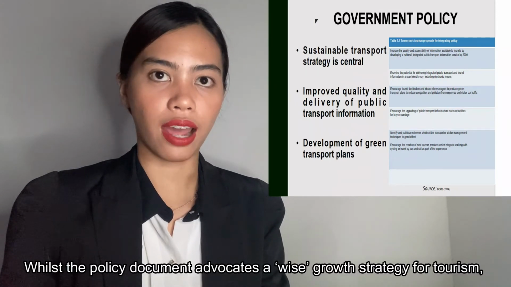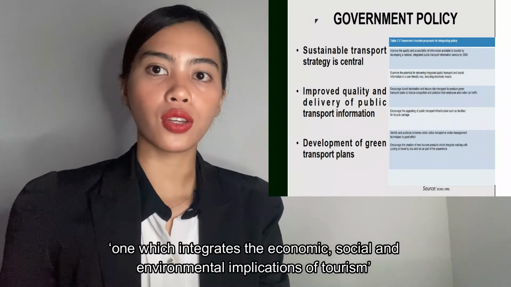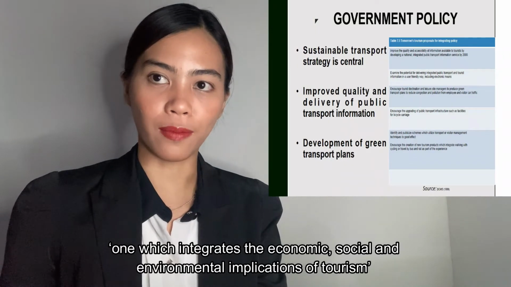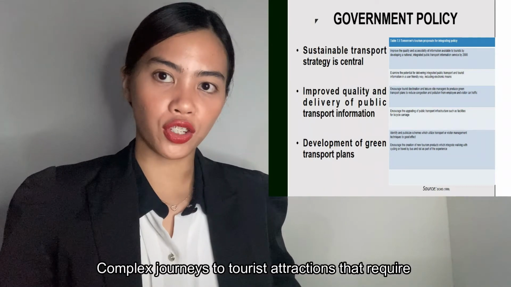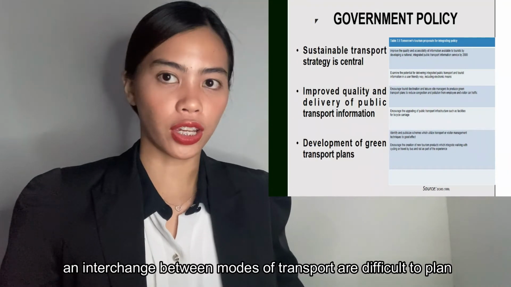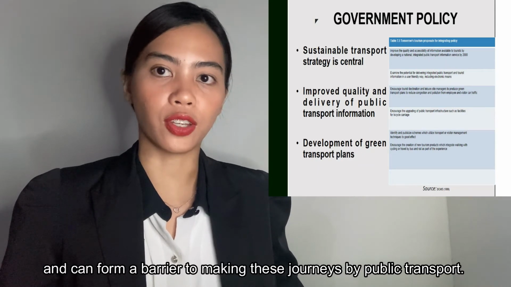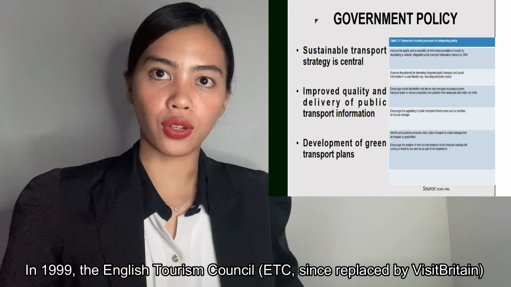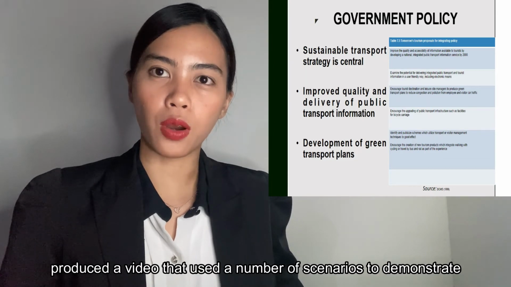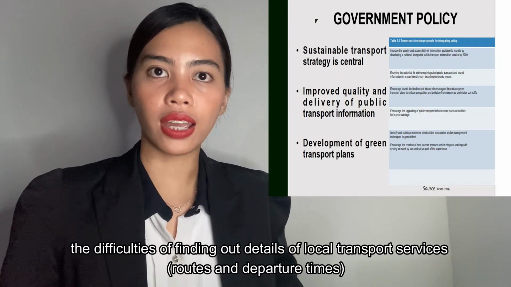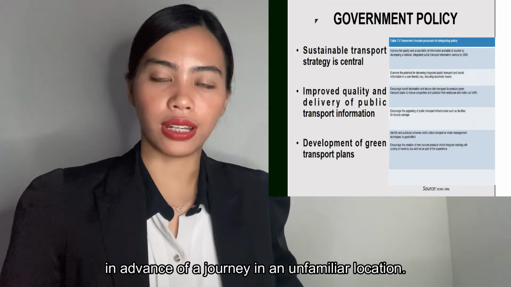Whilst the policy document advocates a wise growth strategy for tourism, one which integrates the economic, social, and environmental implications of tourism, it is less specific on how environmentally sensitive growth can be achieved. Complex journeys to tourist attractions that require an interchange between modes of transport are difficult to plan and can form a barrier in making these journeys by public transport. In 1999, the English Tourism Council, or ETC, since replaced by Visit Britain, produced a video that used a number of scenarios to demonstrate the difficulties of finding out the details of local transport services, like routes and departure times, in advance of a journey in an unfamiliar location.